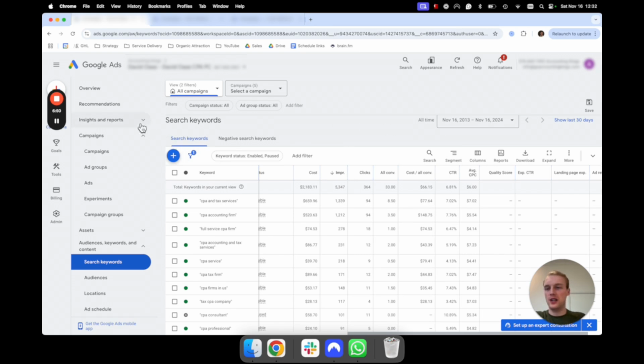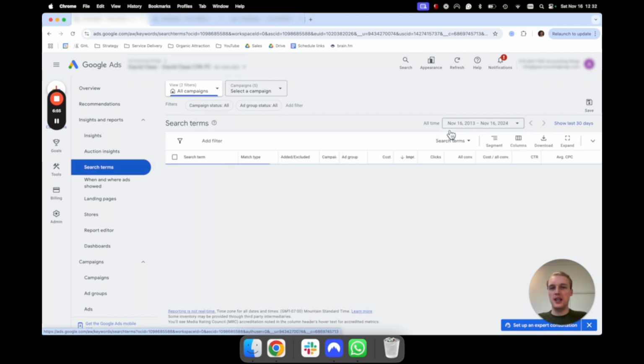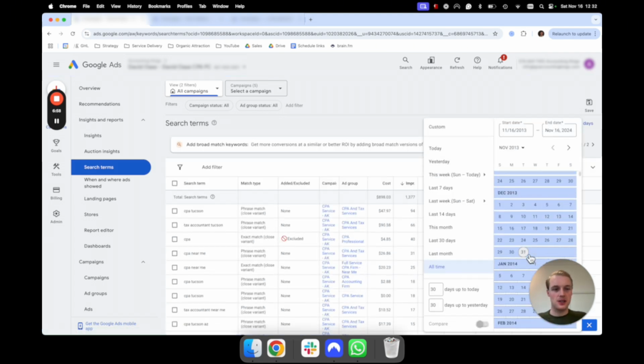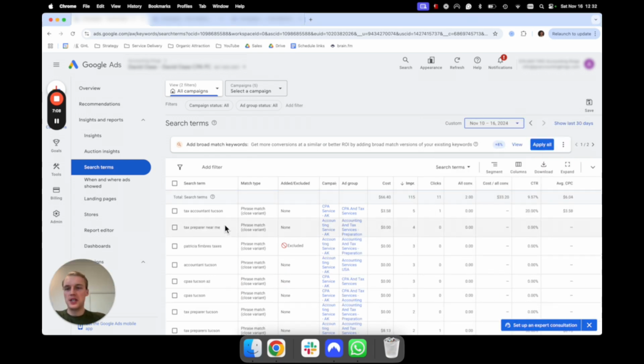Now let's quickly dive into the search terms. A search term is what someone is typing in when they see the ads. So let's do 1 week worth of data here. This is what someone is typing in when they actually see the ads.